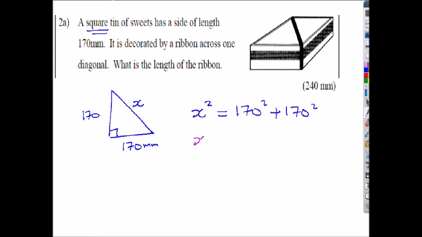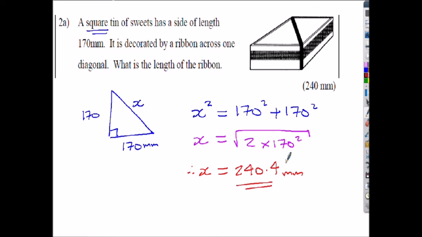So square rooting both sides, x is equal to the square root of 2 multiplied by 170 squared. Therefore x is equal to 240.4 millimeters, or nominally 240 millimeters.